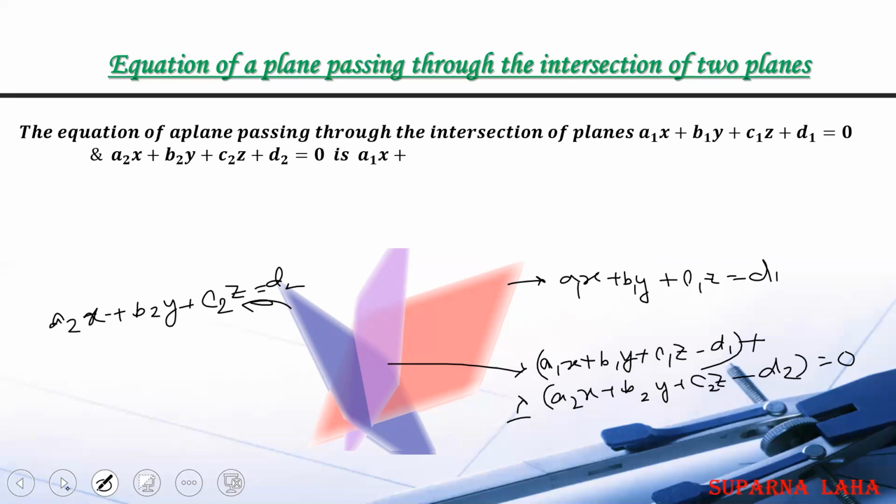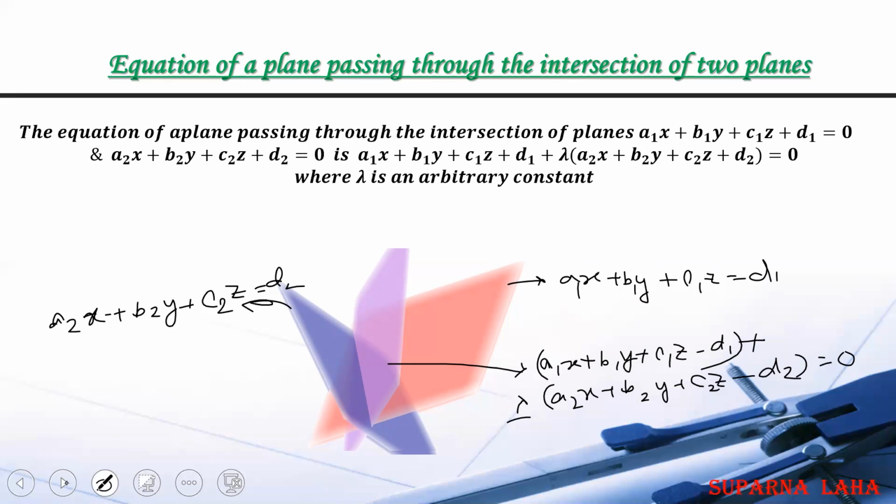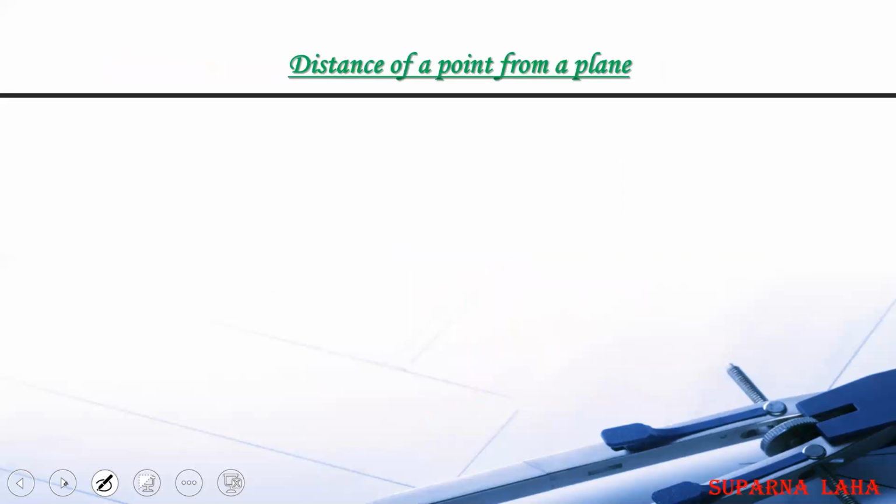So this is how we write the equation of the plane passing through the intersection of two planes in its Cartesian form. Finding the value of lambda will be more clear when we solve some problems from it. Now let's talk about the perpendicular distance of a point from a plane.